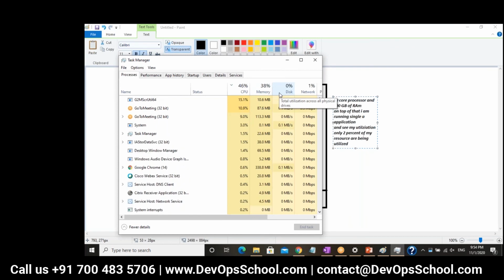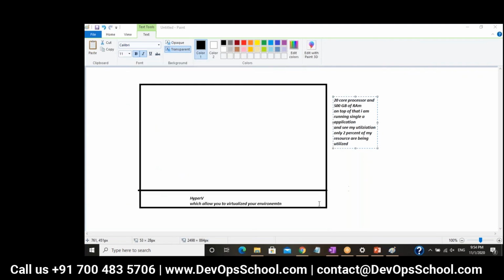This is my smaller laptop. But if you have a huge server and I am using only 50% of my resources, it is not worth it. So to overcome these challenges, I can use my resources 100%. In that type of scenario, Hyper-V helps you.